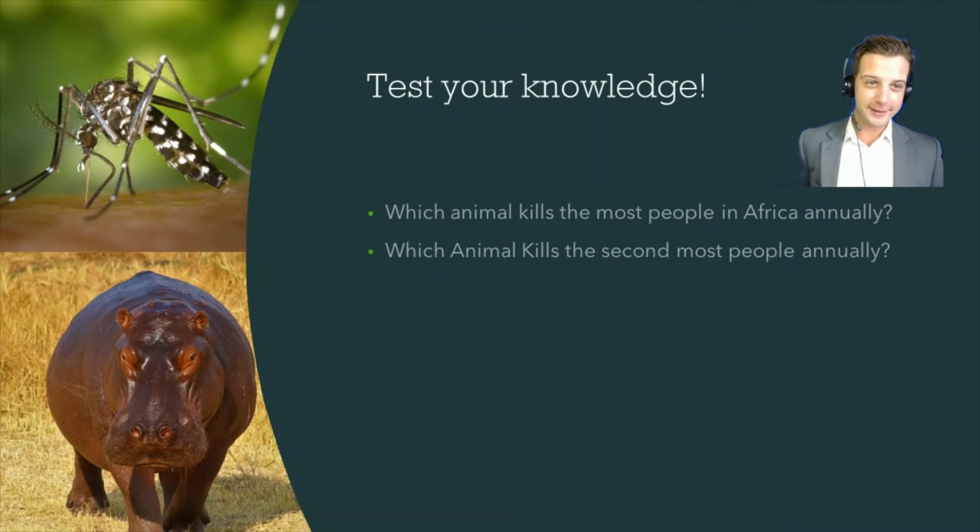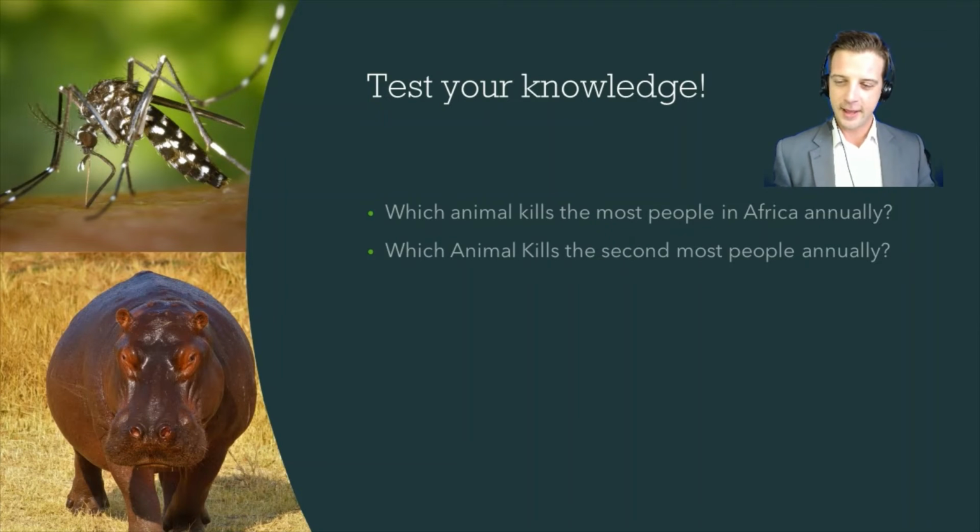So the first one is, of course, the mosquito. It kills 1 million people in Africa annually. And beneath the mosquito, we have the hippo or hippopotamus, killing 500 people a year.